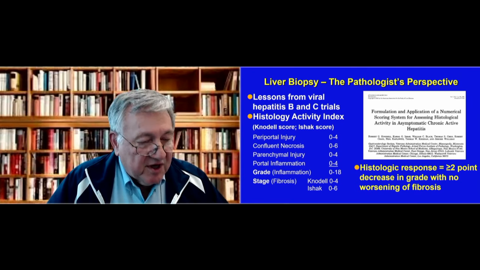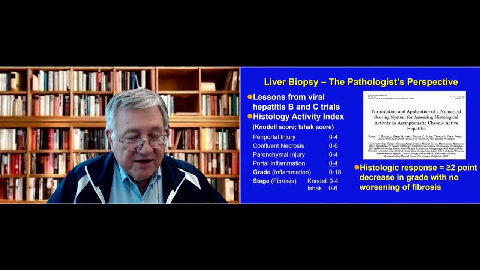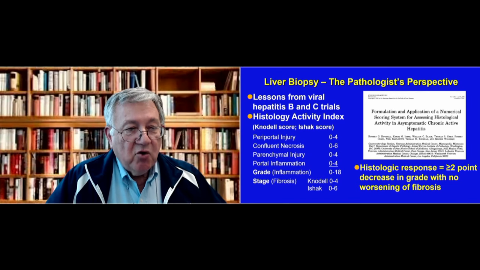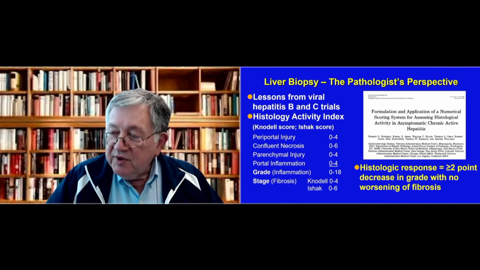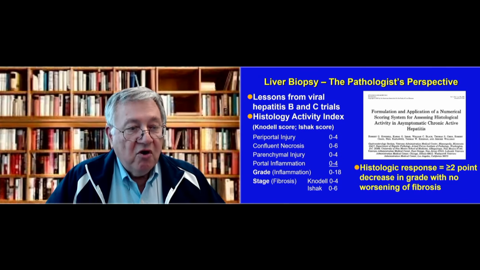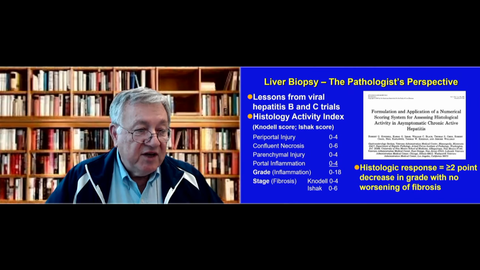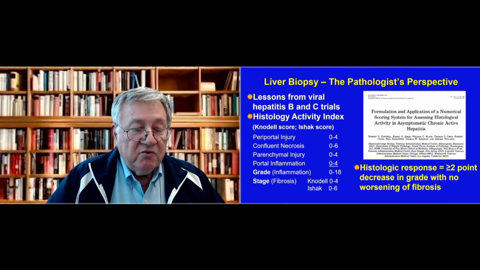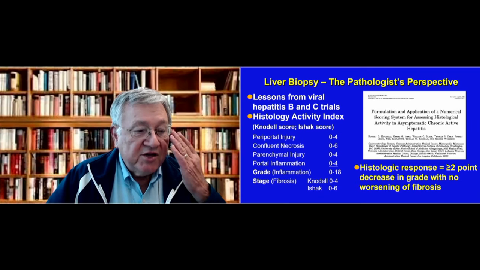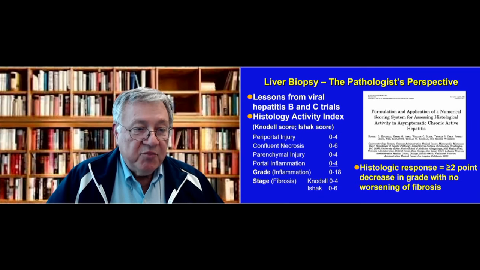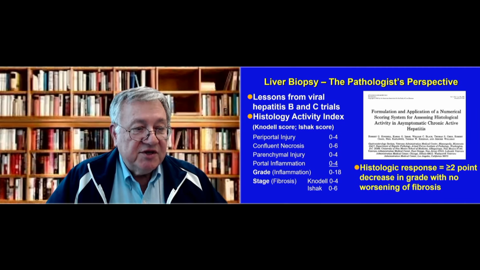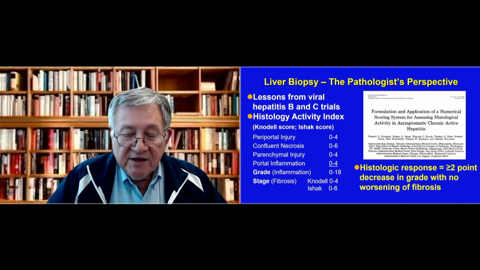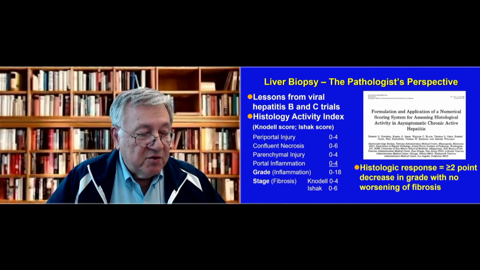And each of these was not really a quantitative amount, but a category for the increasing severity. So you add them up, and the overall grade of injury, or the grade of activity, or the activity score could range from 0 to 18, which is a nice range for showing both improvement and worsening. The stage of disease was the amount of fibrosis, and in the original score, it could be from 0 to 4, just like in NASH.